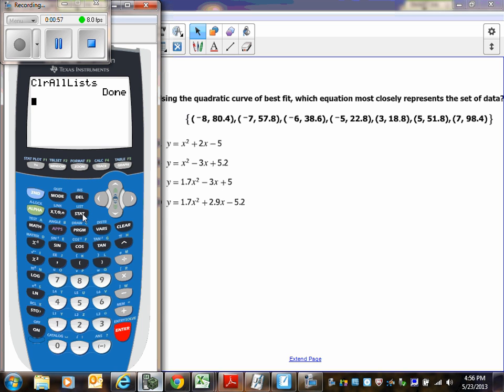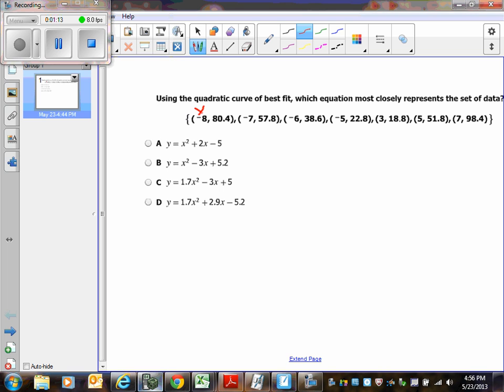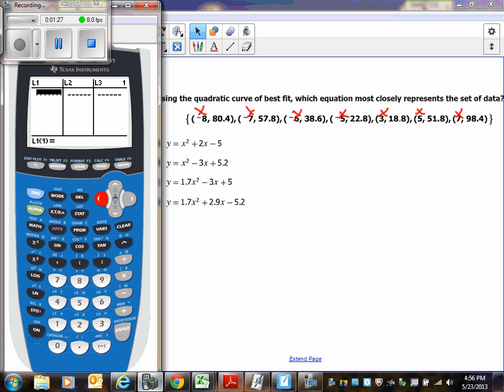Now we're going to go back to Stat and Enter in order to input our data. So first we're going to input our X coordinates into list 1. Now just keep in mind which ones are our X coordinates. The -8, the -7, the -6, the -5, the 3, the 5, and the 7. So go ahead and put those in as our list 1.